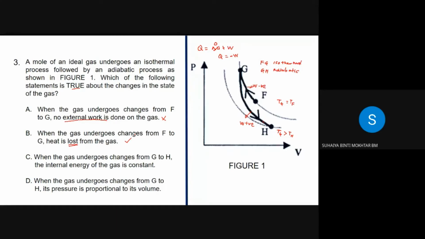Okay. Let's see. When the gas undergoes change from G to H, which is adiabatic, the internal energy of the gas is constant.